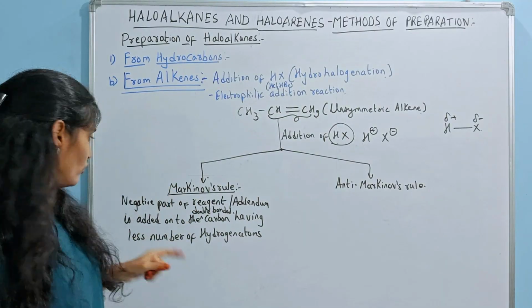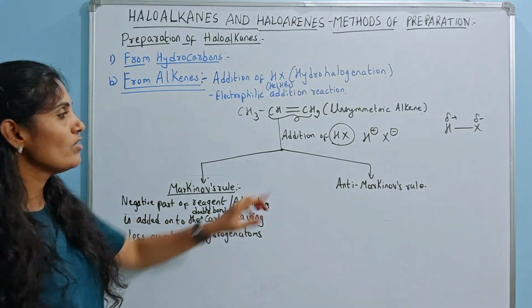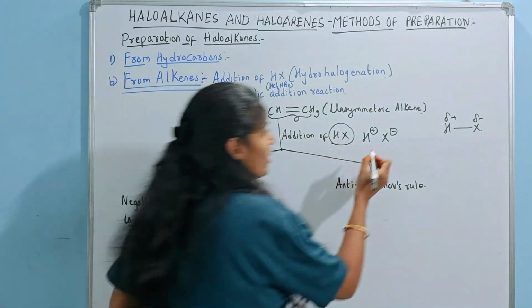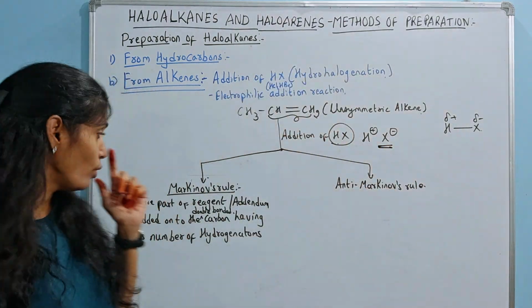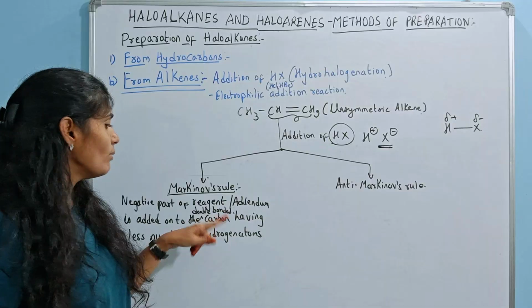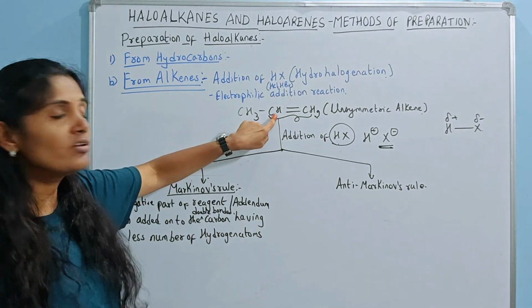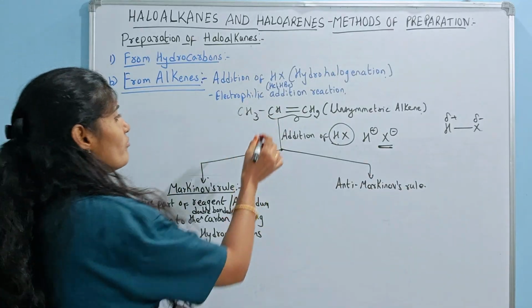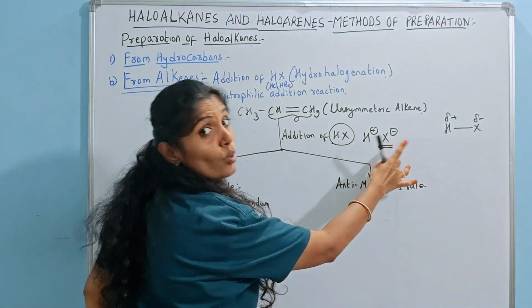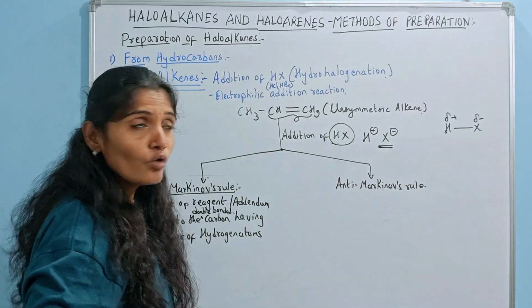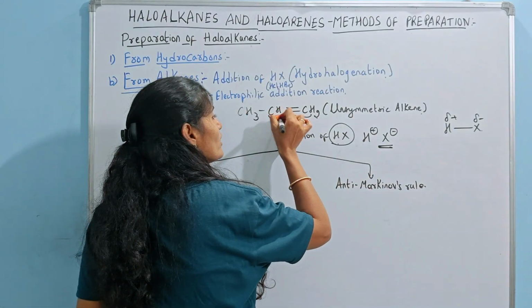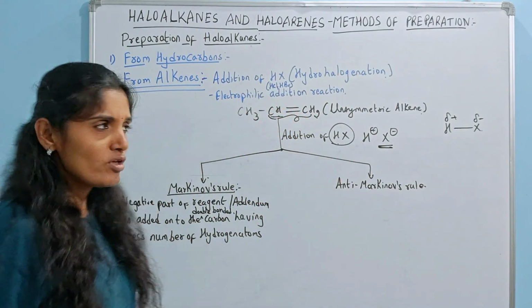Now if you see Markovnikov rule, the negative part of the reagent or addendum is added to the double bonded carbon having less number of hydrogen atoms. So where does the negative part of the reagent go and get added according to Markovnikov rule? It will go and get added to the carbon having less number of hydrogen atoms.